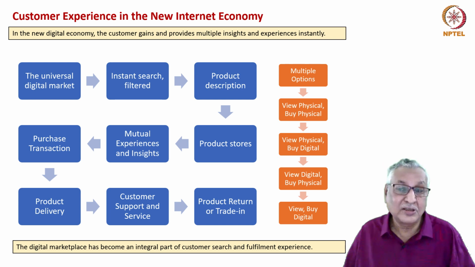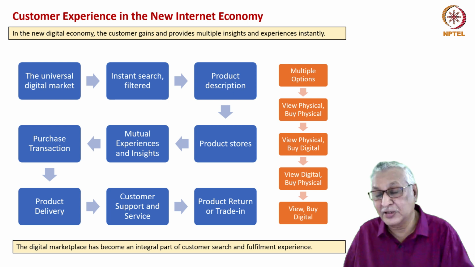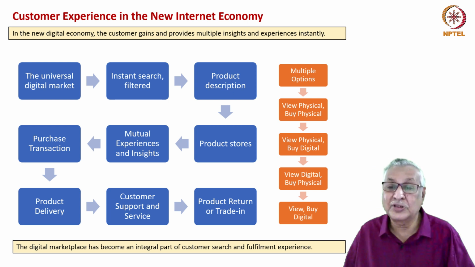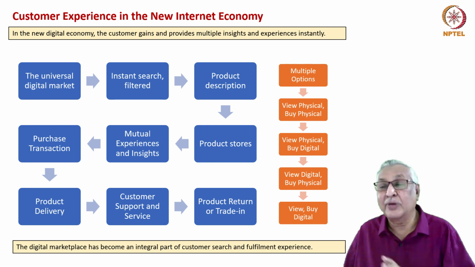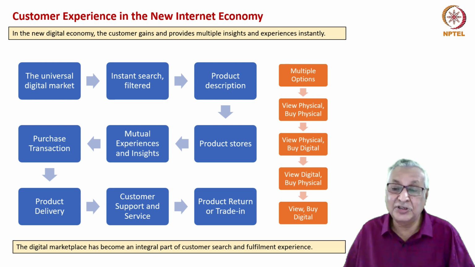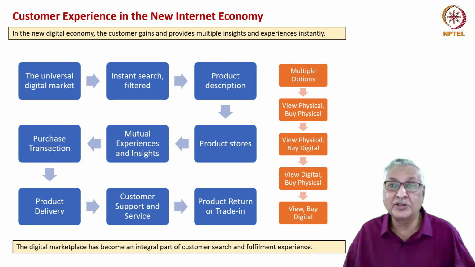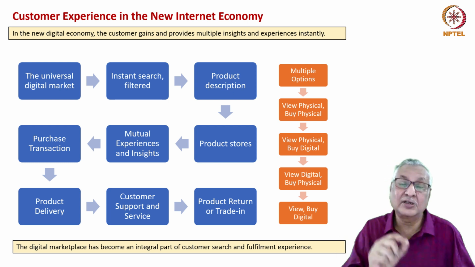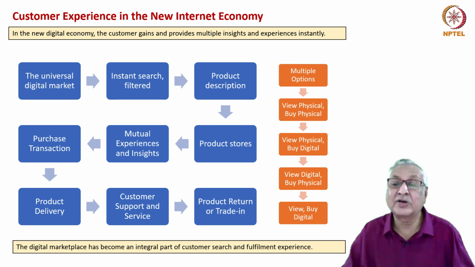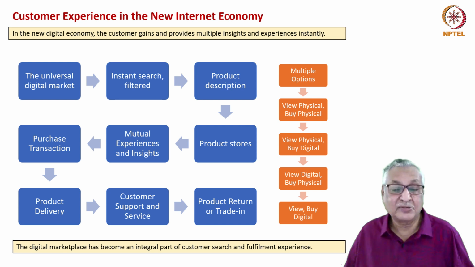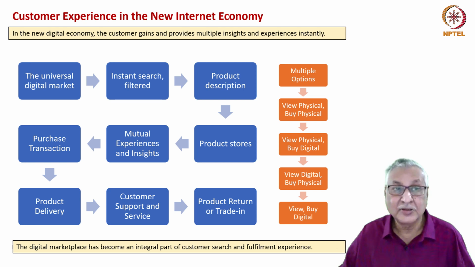You can view physical, buy physical. That is what we have been used to several years ago. Today, we may view physical and then buy digital, or we may view digital and buy physical. We may view and buy digital. So, if you see a 2 by 2 matrix of viewing digital, and buying physical, you can have several classifications that are possible as I have indicated. The digital marketplace has become an integral part of customer search and fulfillment experience.